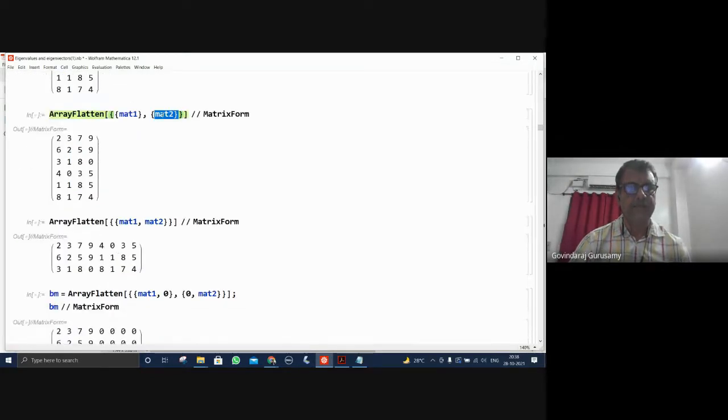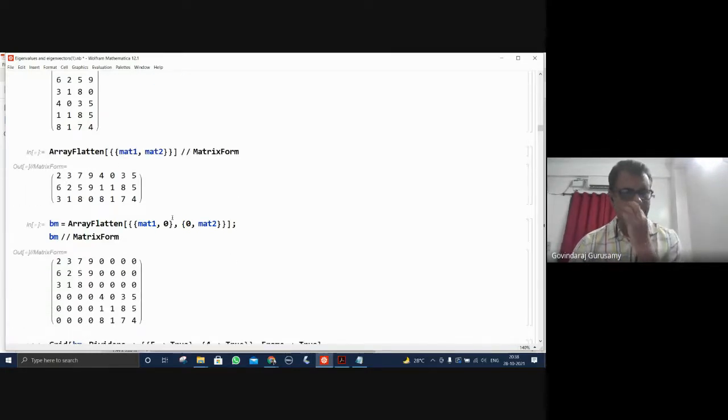If I remove this bracket and write it as array flatten mat1, mat2, you see this becomes 3 by 8. 1, 2, 3, 4, 5, 6, 7, 8. 3 by 8. So you should be careful. Remember this. Keep in mind what form you want to write, and then make changes accordingly.